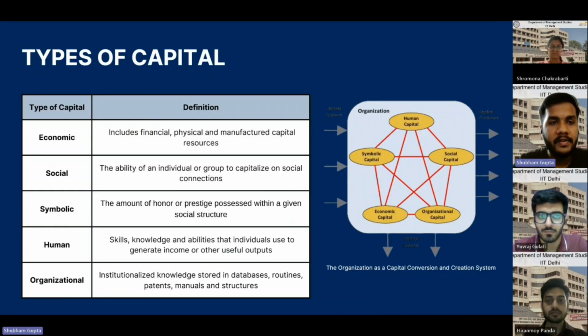So first we see how we define the 5 different types of capital in an organization. The 5 types of capital are economic, social, symbolic, human, and organizational. Economic capital includes financial, physical, and manufactured capital resources, while social capital includes the ability of an individual or group to capitalize on their social connections. Symbolic capital means the honor or prestige associated within a given social structure. Human capital means the skill, knowledge, and abilities of individuals, while organizational capital means the knowledge stored in databases, routines, patents, and others.